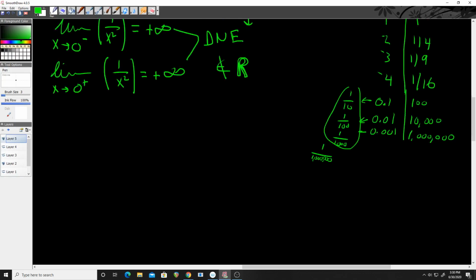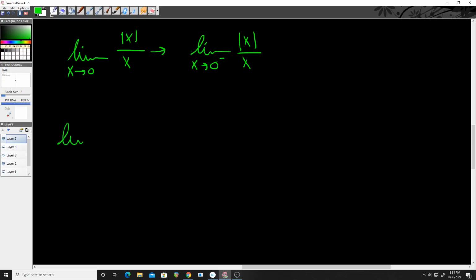What else? We also have this one. Limit as x approaches 0 of the following: absolute value of x over x. And what I want to do is split this, like we have been. Consider the left-hand limit, and then separately consider the right-hand limit.